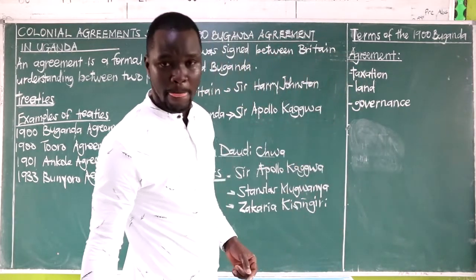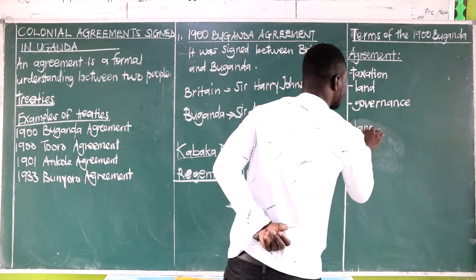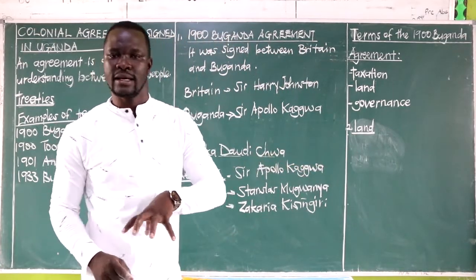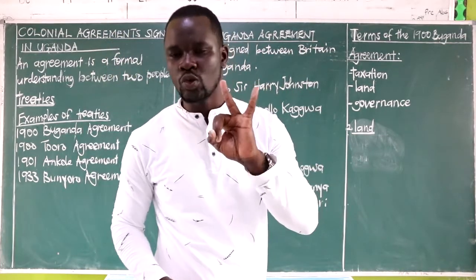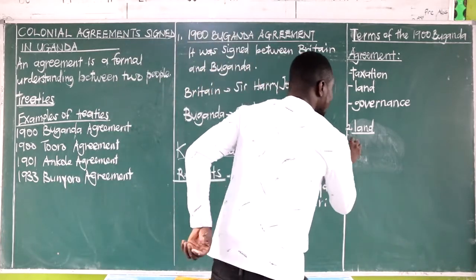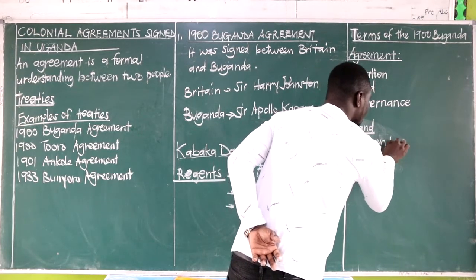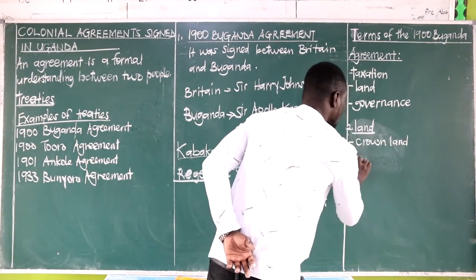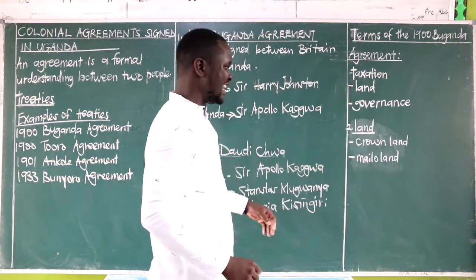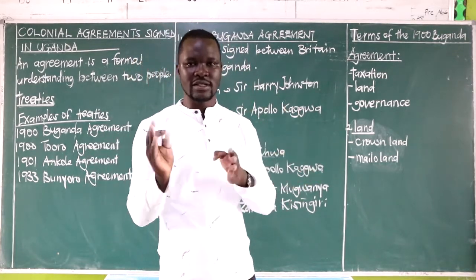That was land. Now, what we are going to say is, second term was land. What happened in this term was that the land in Uganda was to be divided into two. One, there was what we call the crown land, and then we had the Milo land. In that agreement, the land was to be shared by the two parties, by the two sides.